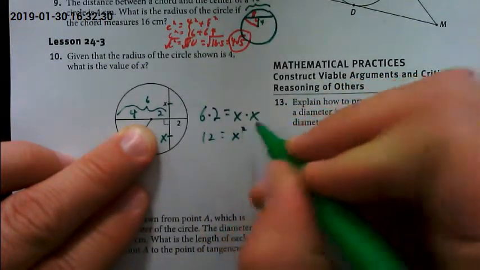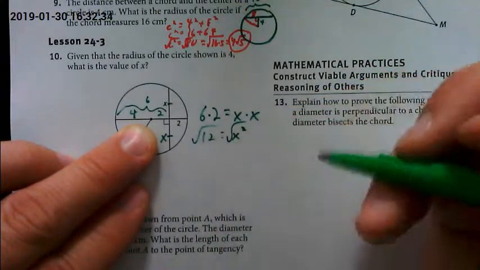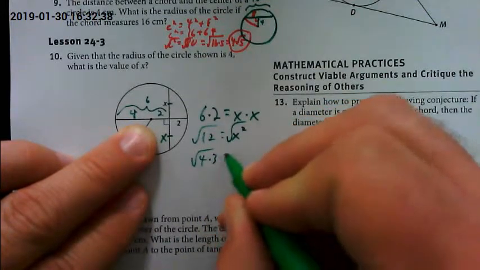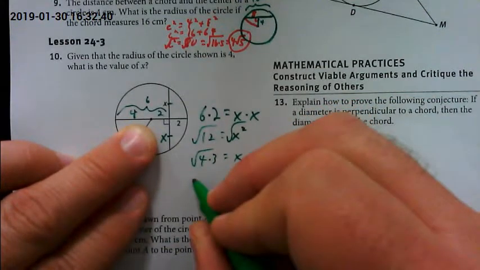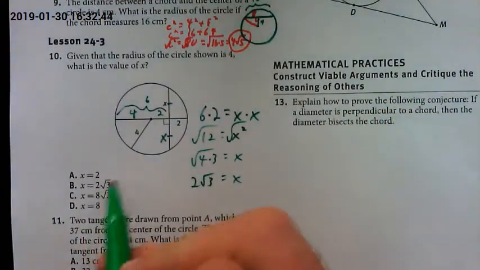This is x squared, so then the square root of 12, that'd be 4 times 3 gives you 12. So 2 square root 3 is your answer. Okay, 11.